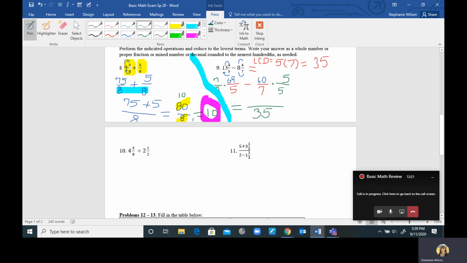So now I'm going to take 7 times 69. I'm double checking. Don't want to make an error. It's 483. And then I have 60 times 5. It's 300. And now I can go ahead and subtract the numerators.